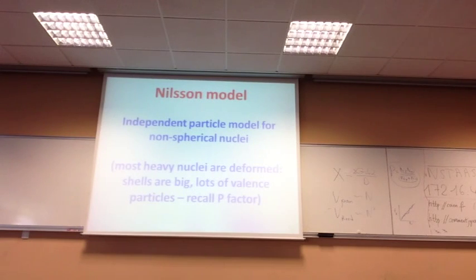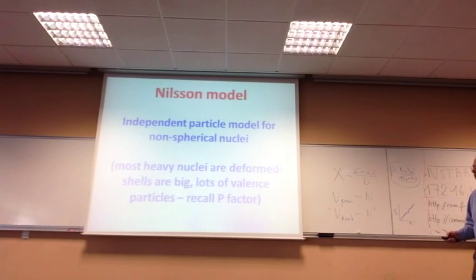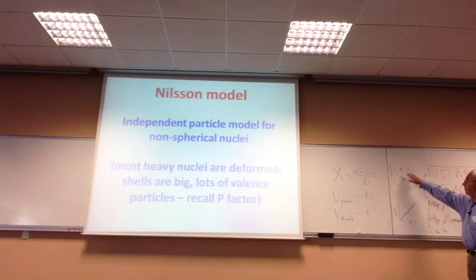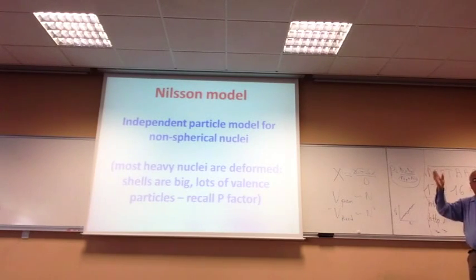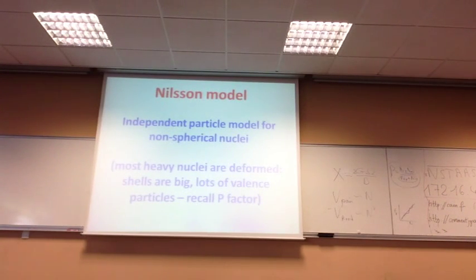And so since most heavy nuclei are deformed, because the shells are big and there are lots of valence nucleons, recall again the P factor. If Np and Nn can get large, this will always be greater than 5, which is kind of the boundary between spherical and deformed. So in heavy nuclei, you always get these regions of deformation, and so it's pretty important to have some independent particle model for non-spherical nuclei. And that's what the Nilsson model is.